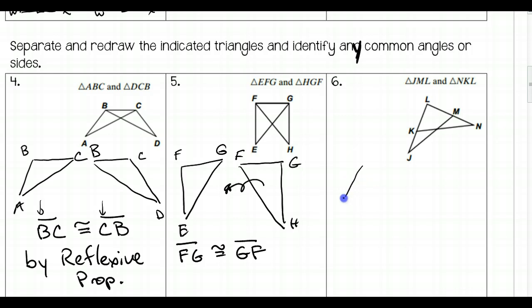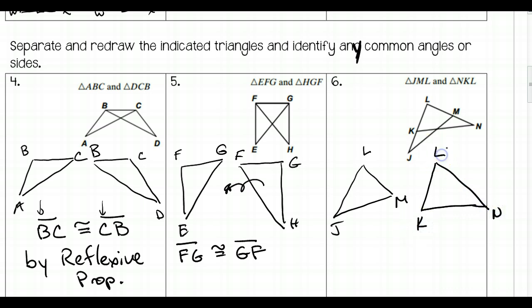So let's draw that one. JML and then NKL. NKL is over here. Here's NKL. And we can see they both have angle L. Angle L over here. Okay, so angle L is reflexive. So in the directions, when it says common angles or segments, they're really looking for things that are reflexive.